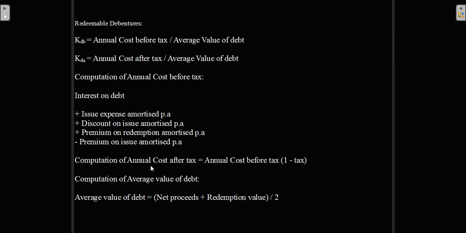And computation of annual cost after tax can be calculated using annual cost before tax into 1 minus tax. The average value of debt is calculated by net proceeds plus redemption value divided by 2.